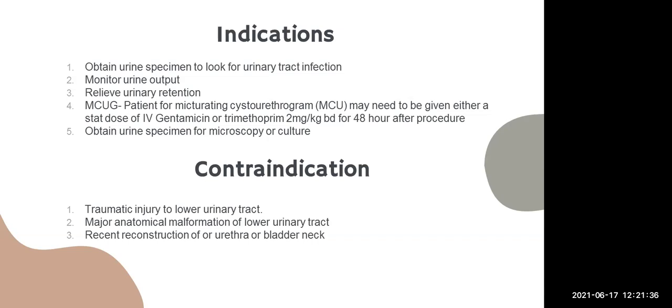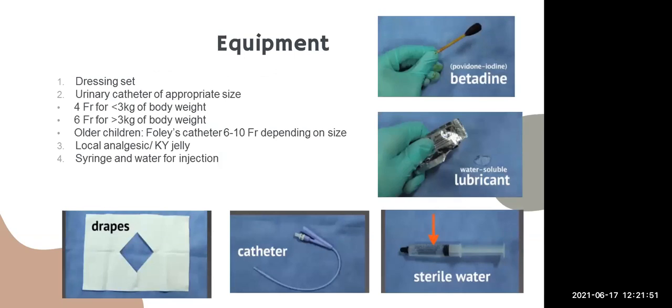The contraindications for CBD include traumatic injury to the lower urinary tract, major anatomical malformation of the lower urinary tract, and recurrent reconstruction of the urethra or bladder neck. So the equipment needed includes a dressing set and a urinary catheter of appropriate size. We use 4 French for an infant of less than 3 kilograms, or 6 French for children more than 3 kilograms of body weight. And for older children, we use a Foley catheter of 6 to 10 French depending on the size. And then prepare some local analgesic or KY jelly for lubrication, and a syringe and water for injection.